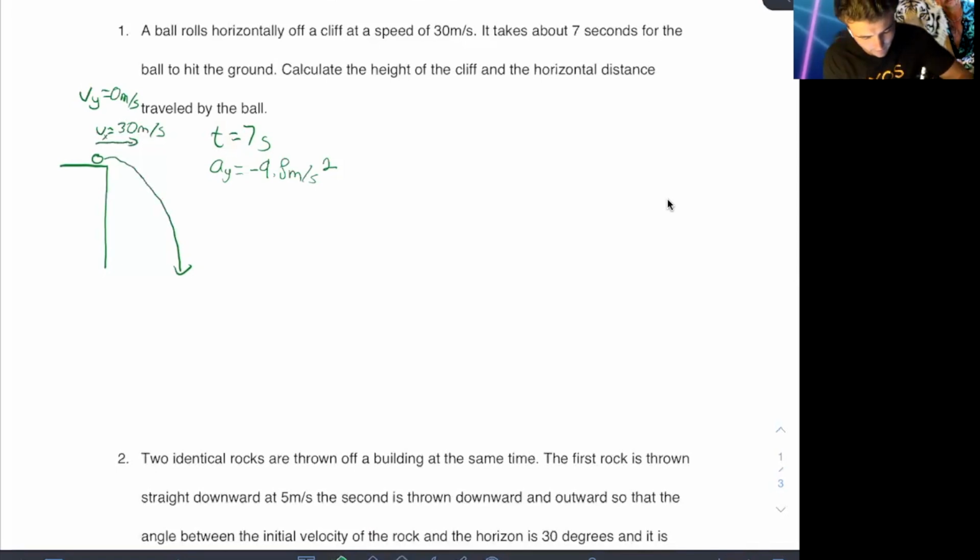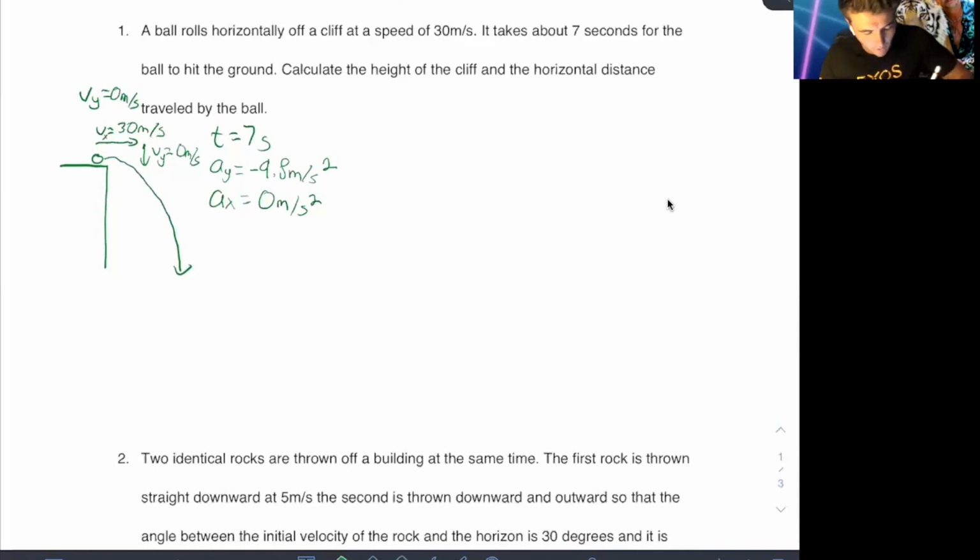So I'll just draw it: y equals 0, so you can visualize it a little better that way. Acceleration in the x direction equals 0. We don't have an acceleration in the x direction.